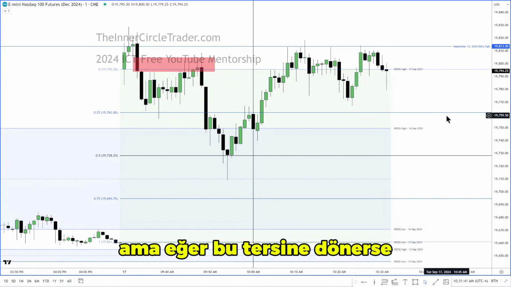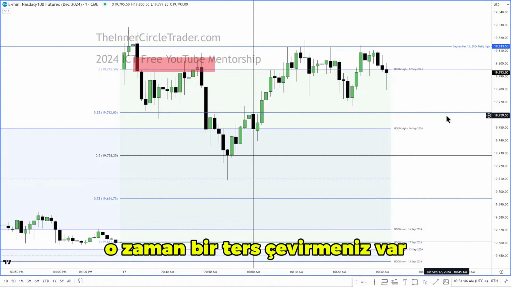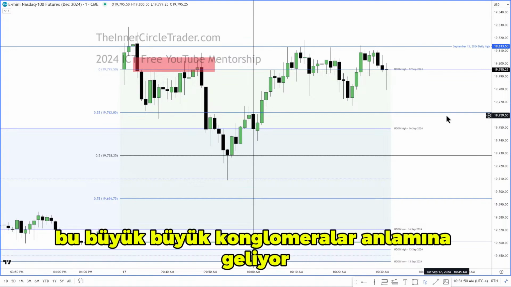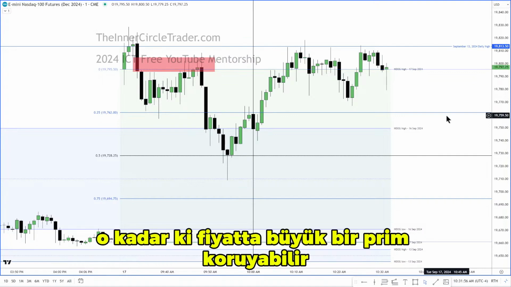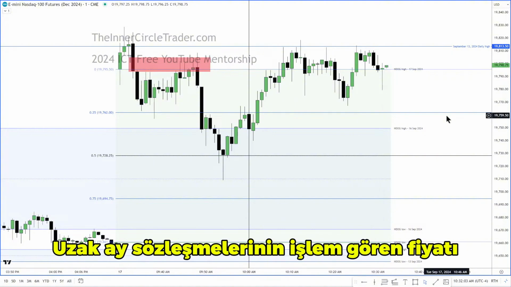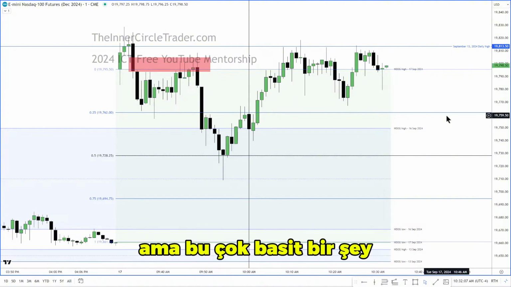But if that ever reverses and it's higher prices right now, then you have an inversion from a carrying charge market to a commercial bull market. That means large conglomerates and commercial users are more interested in buying it so much it can maintain a huge premium in price relative to the traded price of the distant month contracts. And if you're brand new, that probably went right over your head, but it's a very simple thing.